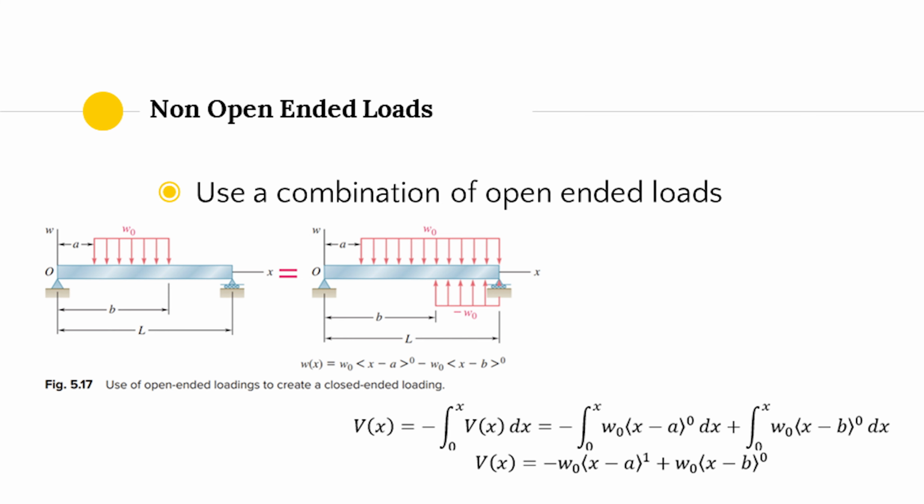These equations were obtained with an example that involved a distributed load that was open-ended to the right. If a distributed load is in the middle of the beam and doesn't extend to one end, the equations for shear force and moment can be found by using a combination of open-ended loadings. As shown in this figure, the equation for the distributed load at any point of the beam was obtained by considering the points where each load starts.